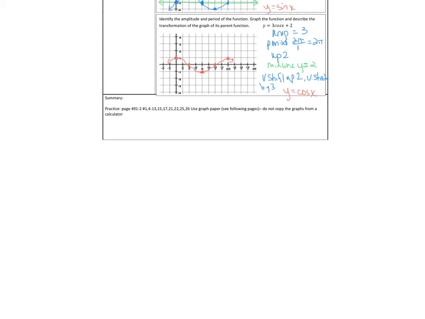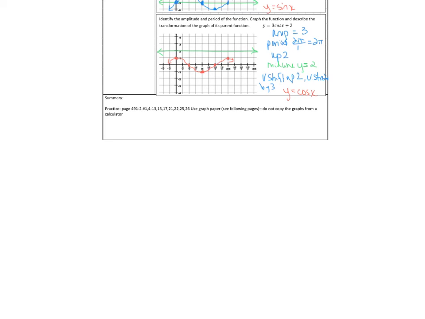I'm going to draw in my midline at y equals 2. That helps guide me to remember what some of the transformations are that are taking place. So there's my y equals 2 line. So all those points are going to be shifted. And then I'm also stretching. So my amplitude is 3 instead of 1, like the parent has an amplitude of 1.